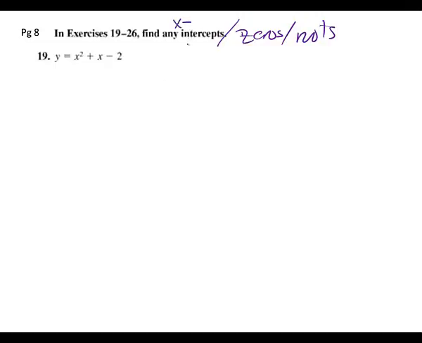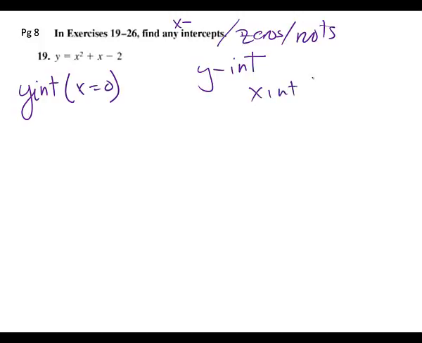It also could be asking us for a y-intercept. No, I'm sorry. Yes, those are asking us for x-intercepts. It also could be asking us for a y-intercept. So basically what you do is you do the opposite. To find a y-intercept, you put 0 in for x. To find an x-intercept, you put 0 in for y. So it's the opposite of which one you're trying to find.